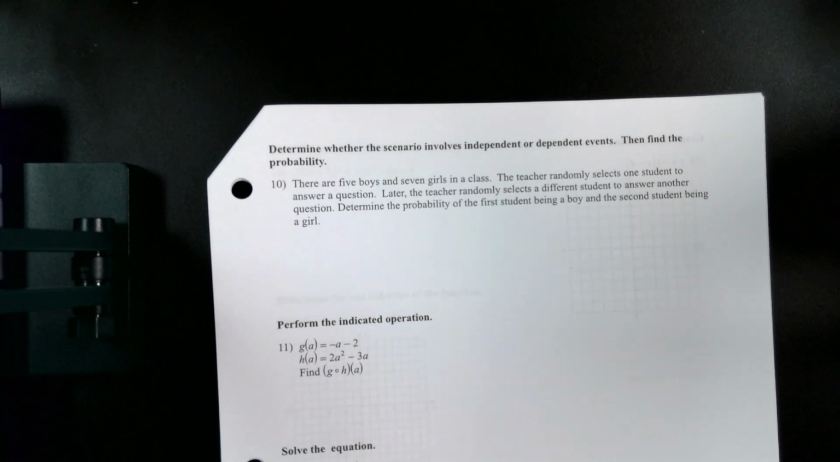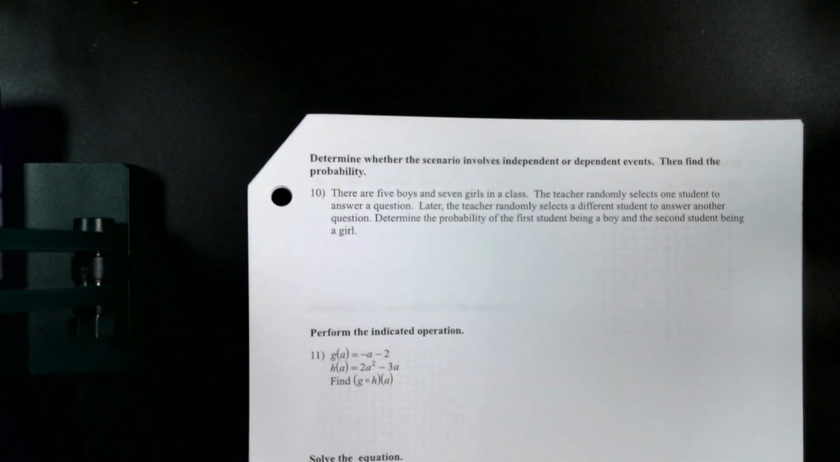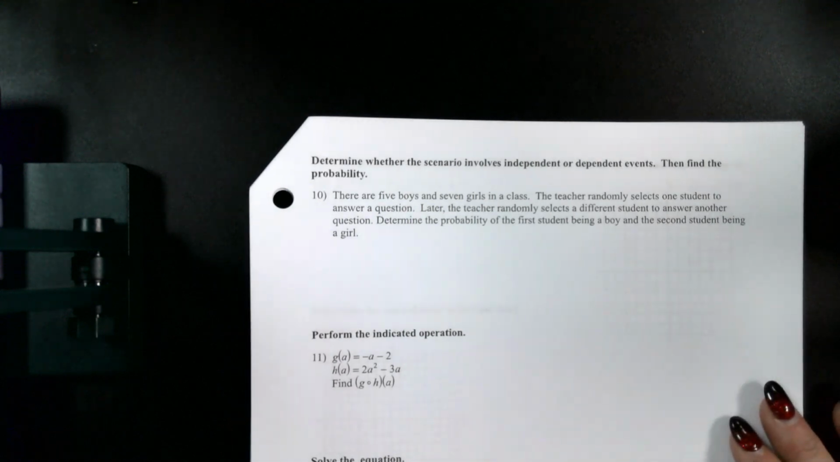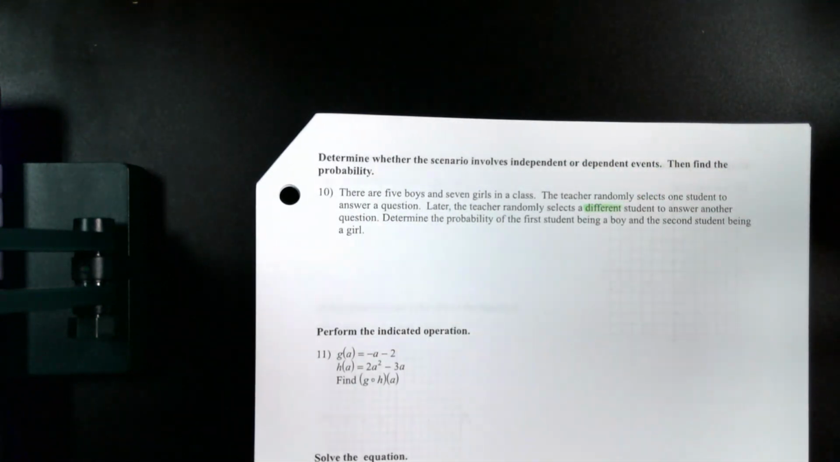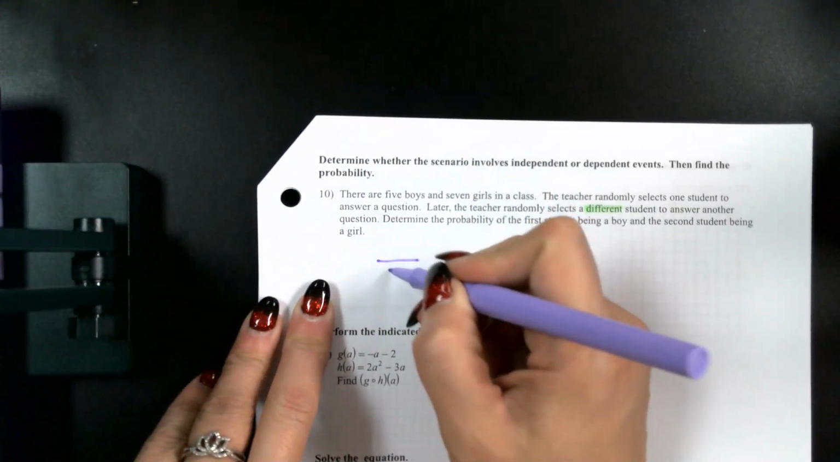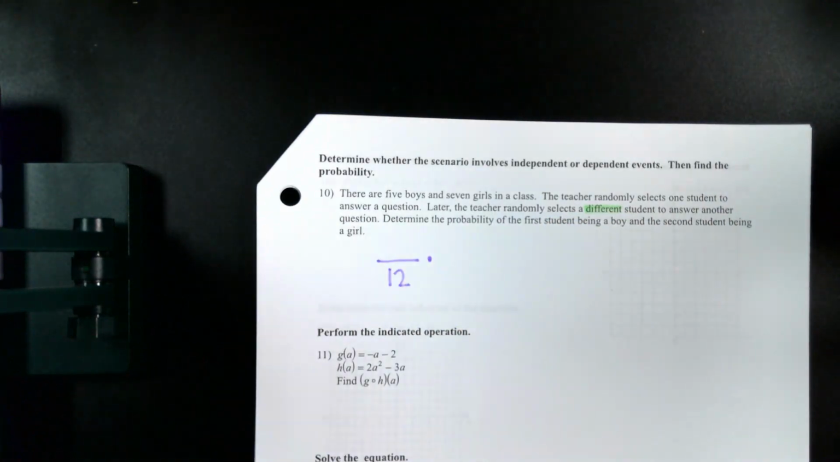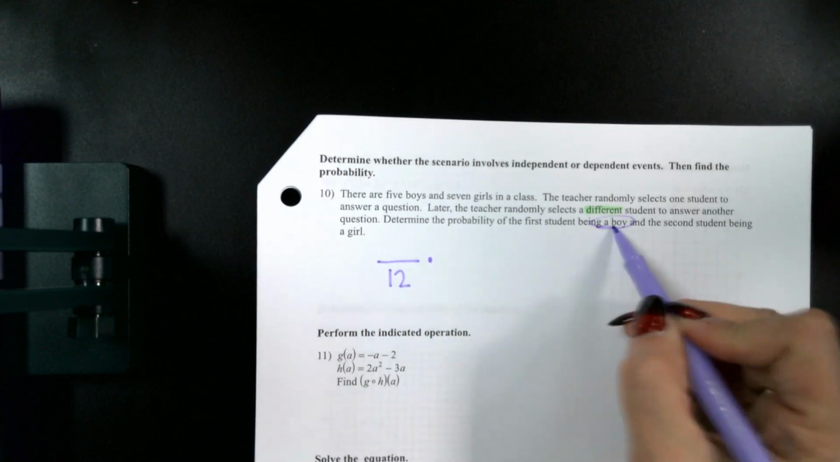Good? Okay. So number 10 says, there are 5 boys and 7 girls in a class. The teacher randomly selects one student to answer a question. Later, the teacher randomly selects a different student. That word right there is extremely important. To answer another question, determine the probability of the first student being a boy and the second student being a girl. Okay, so first of all, how many total students are there? Okay. So when the teacher first picks a student, there are 12 to choose from, and how many of them are boys?